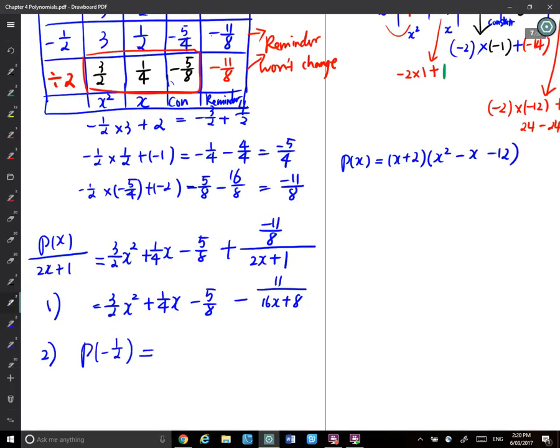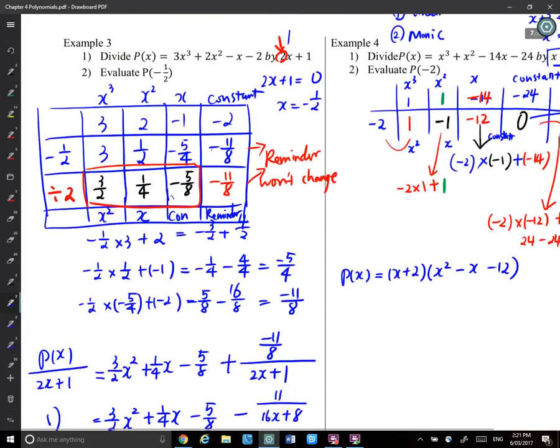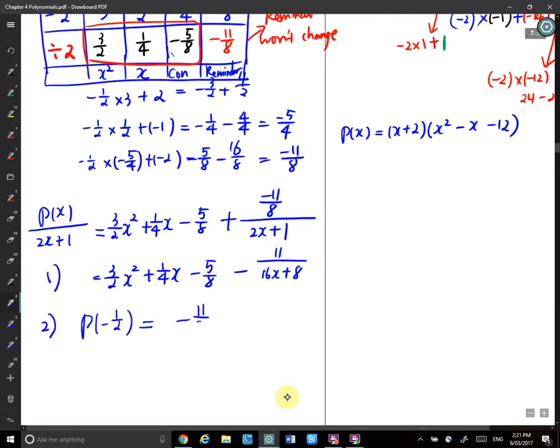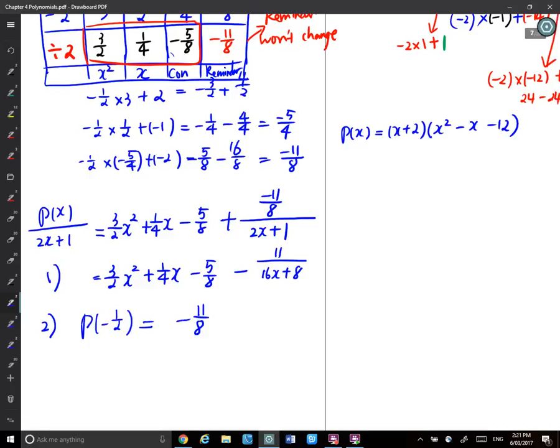P(-1/2) is the remainder. Finding the remainder is making that divisor equal to 0 and you substitute that value into the P(x). And you find the remainder. But we know our remainder. Our remainder is -11/8. So P(-1/2) is just -11/8. Okay, -11/8.